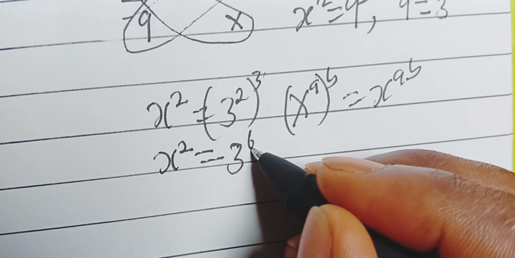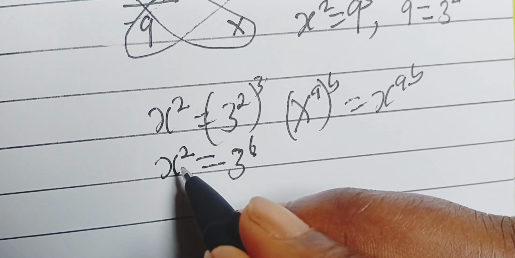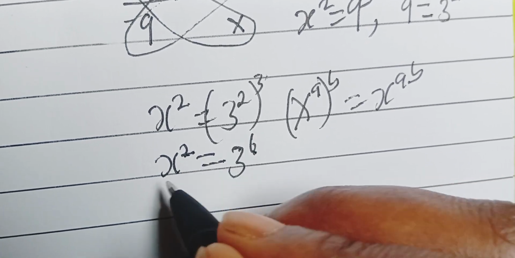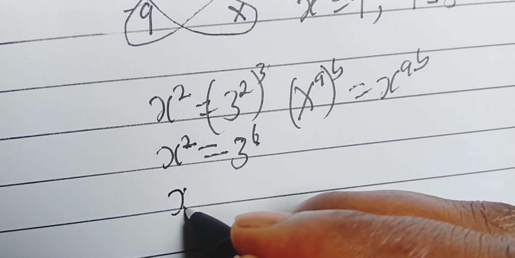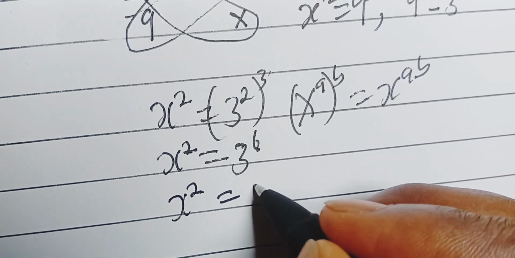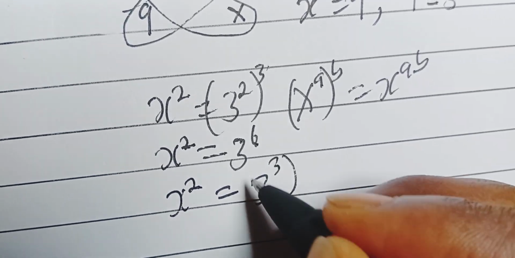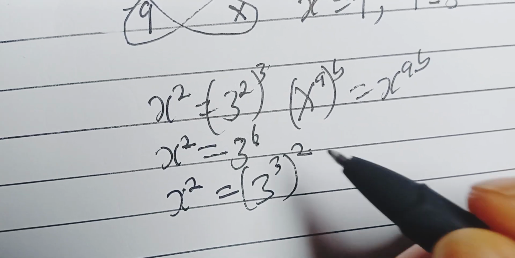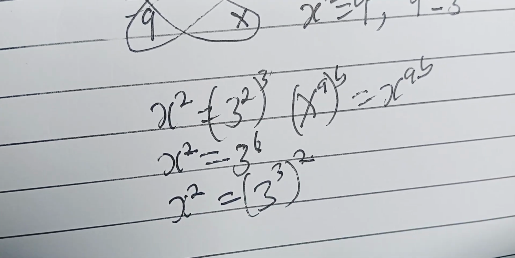Okay, so we can further break this down so that at least we have a square also to tally with what we have on the other side. So this becomes x squared is equal to 3 to the power 3 times 2, because of course this times this still gives us 6, right? So now this is squared and this is squared.